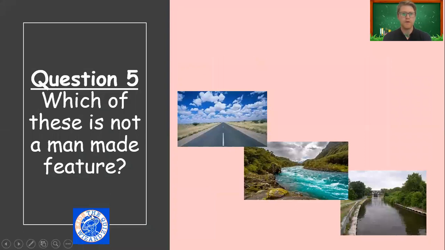Question 5. Which of these is not a man-made feature? A road, a river, or a canal?